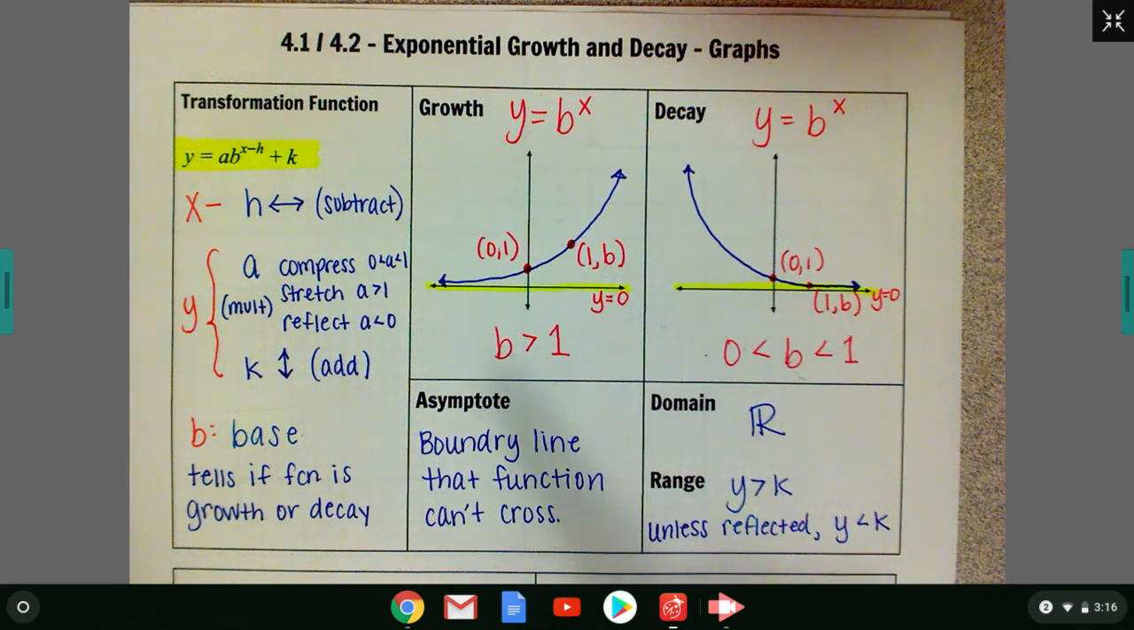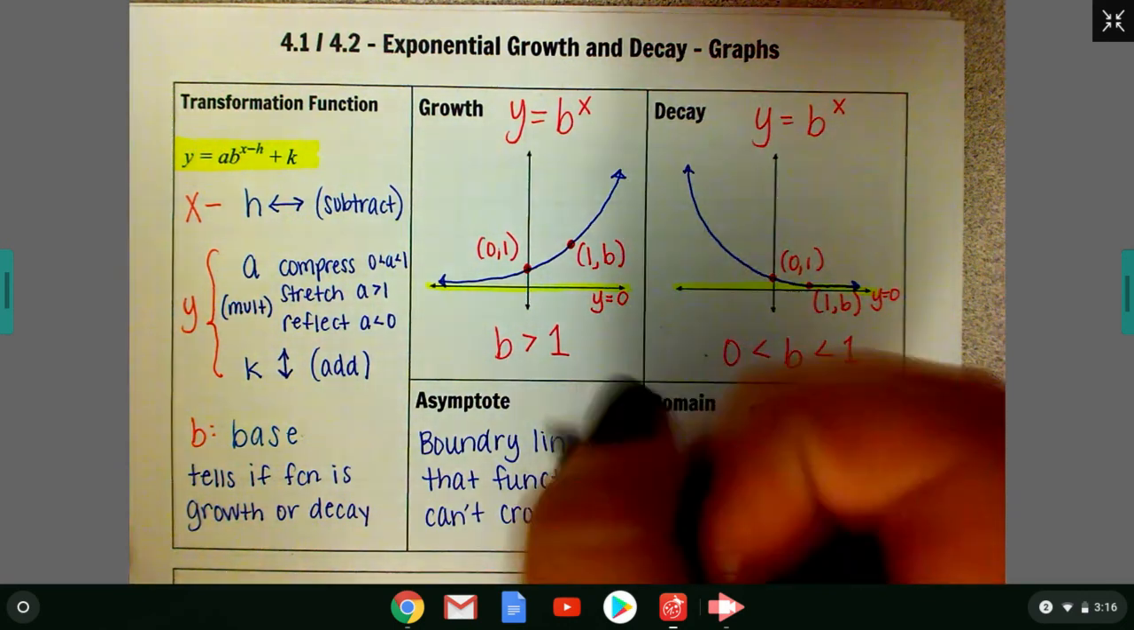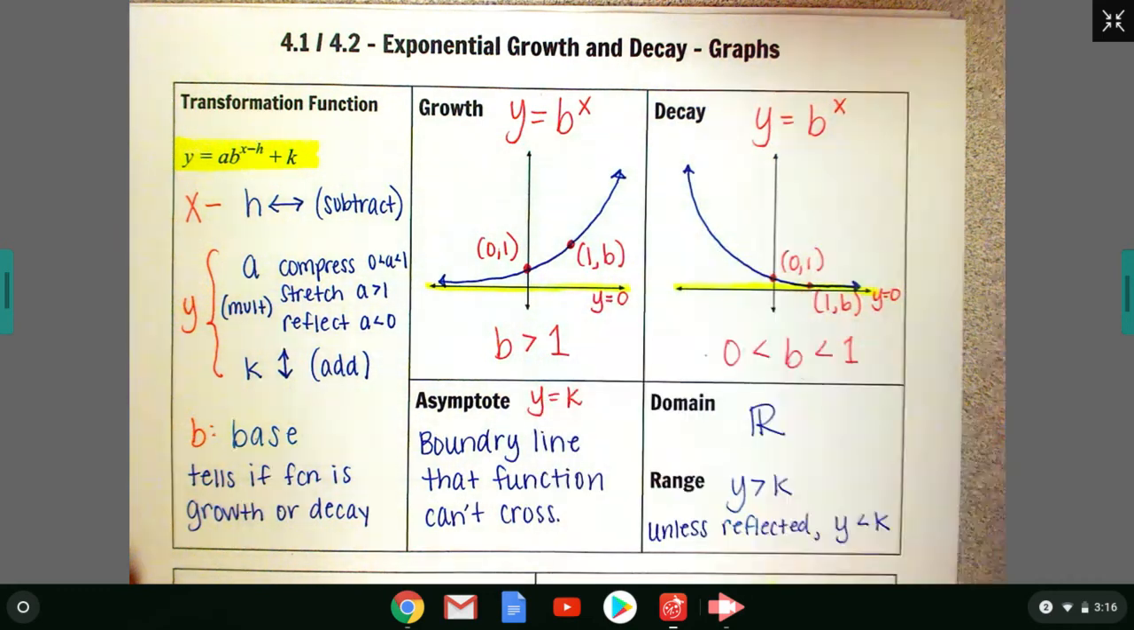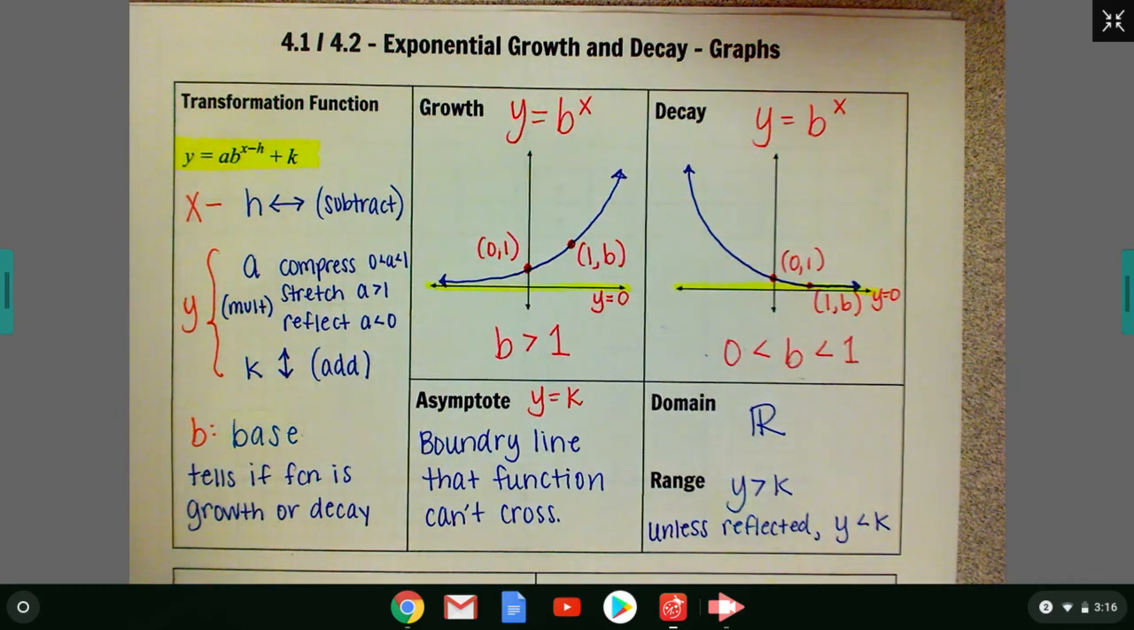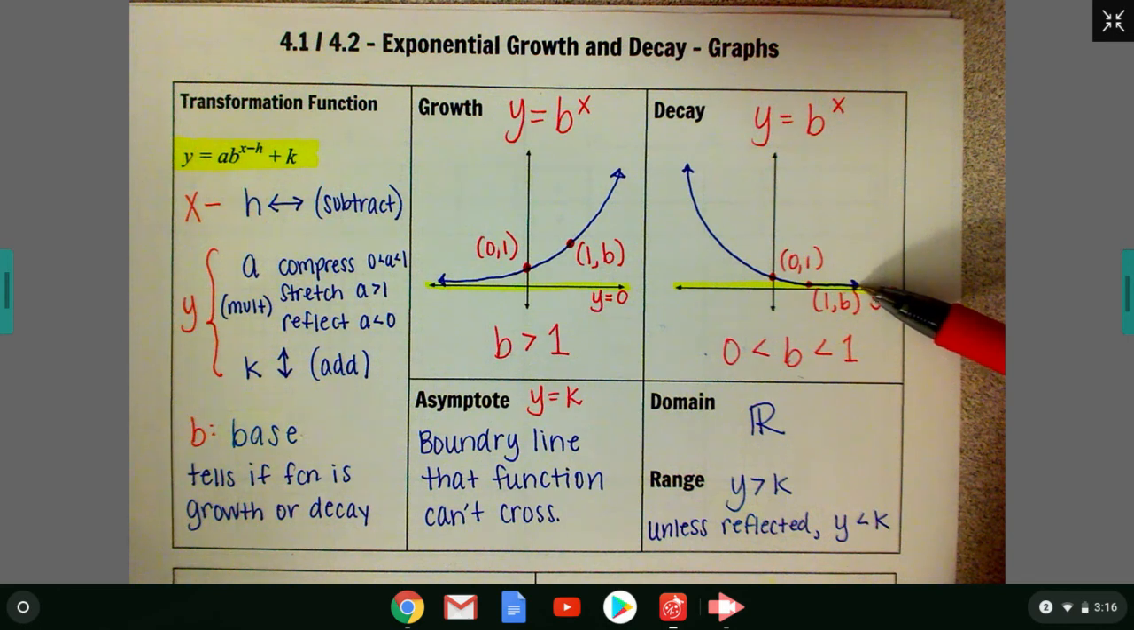So our boundary line is the line that the function can't cross. It's the line y equals k. And that's helping us to see where we can draw our function and where we can't. So we'll use that when we draw our functions.